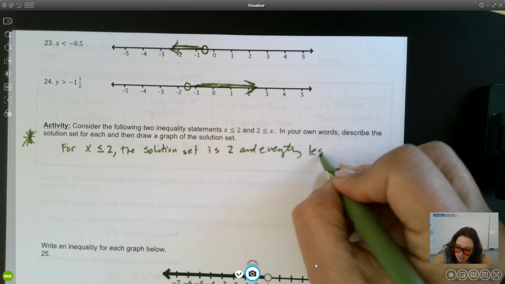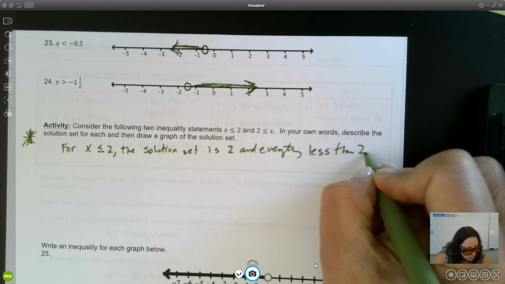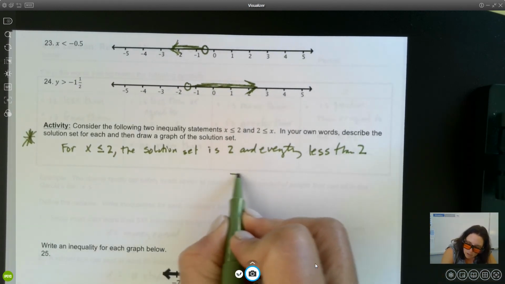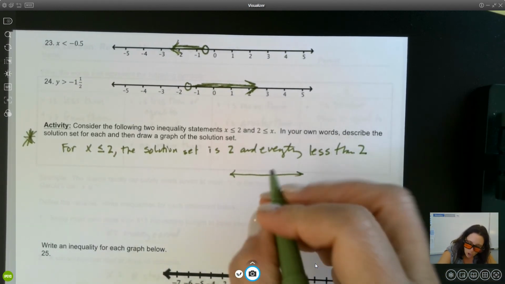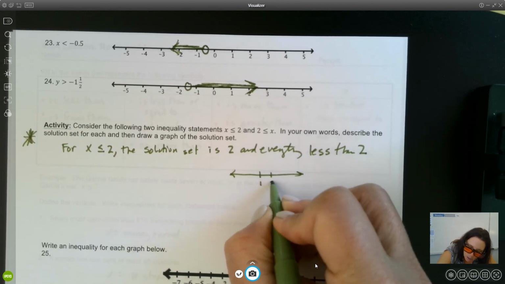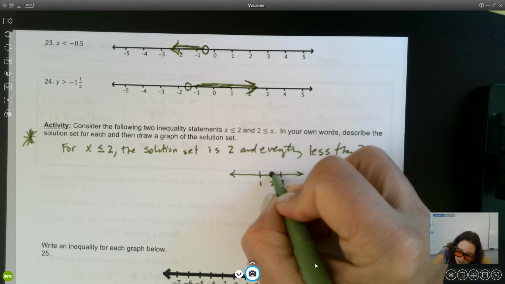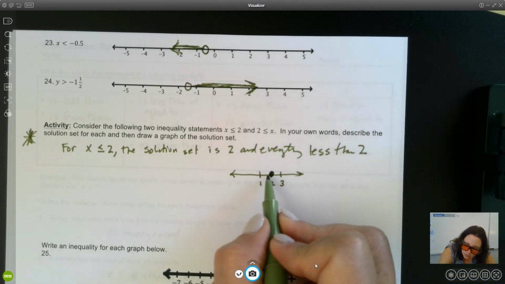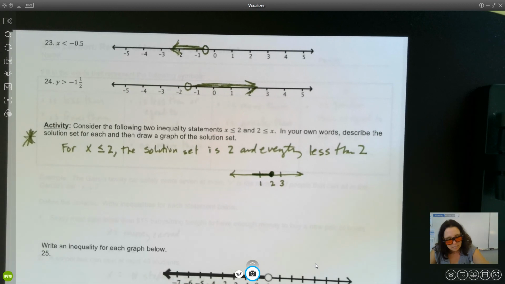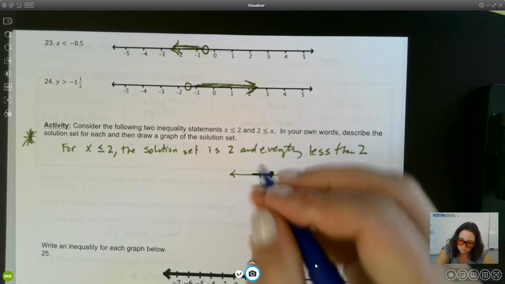So the solution set is 2 and everything less than 2. Okay, so if you think of that on your number line, I always like to put a number before the number, and a number after. So we're going to have a solid circle on that too, shaded this way. Let me actually put that in a different color so it stands out.